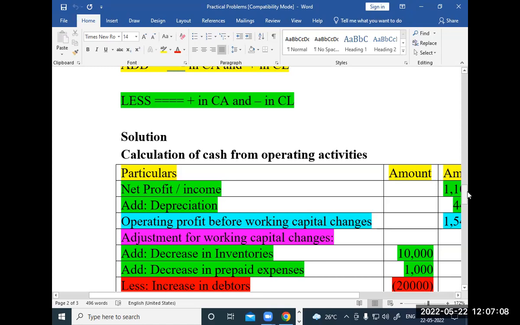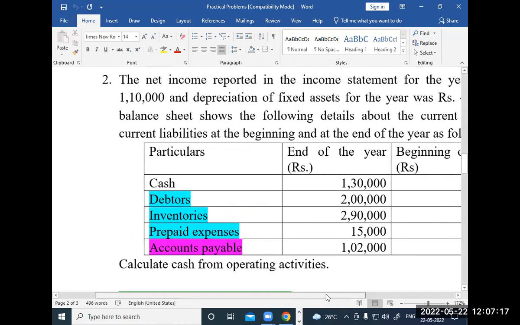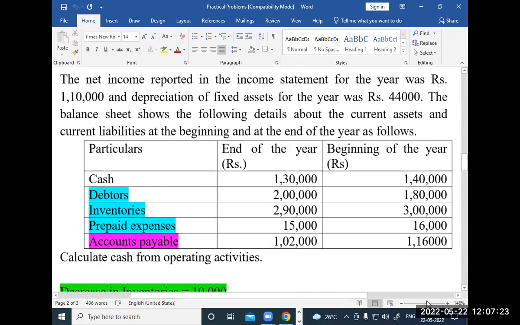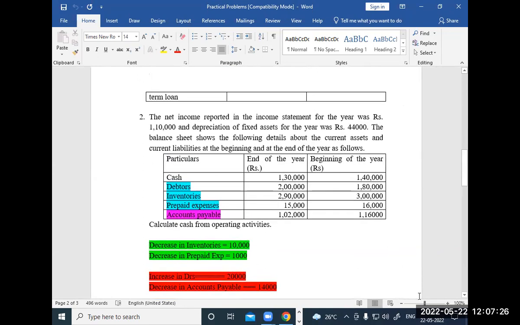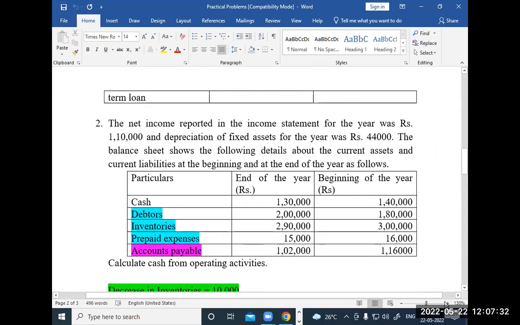Because net profit is influenced by tax. That's why. Okay. Right. So look at this small question given to you. The net income reported in the income statement of a company is rupees 1,10,000. And depreciation of fixed assets for the year is 44,000. The balance sheet shows the following details about the current assets and current liabilities at the beginning and at the end of the year. Calculate cash from operating activity. The other two parts are very easy, so I'm not doing that. I'm just telling you how to calculate the cash flow from operating activities.